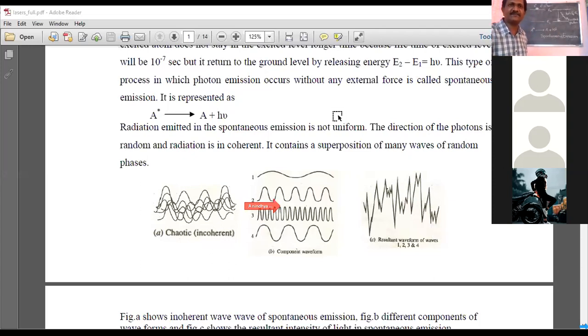This which is present over here is going to have such behavior. So this is what is happening in the case of spontaneous emission. Manaki, how many such processes will occur in a material?